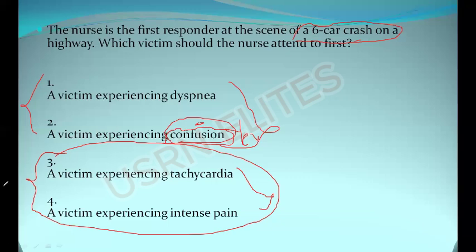Someone with confusion, I think the person can breathe normally. Yes, there could be a possible traumatic brain injury, but it could be a lucid period of the brain injury. But just confusion.